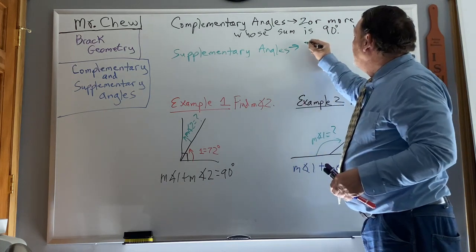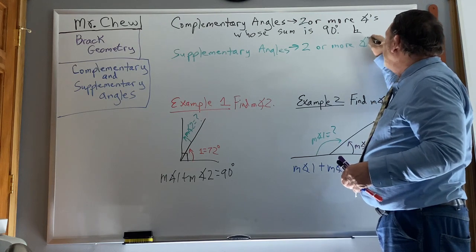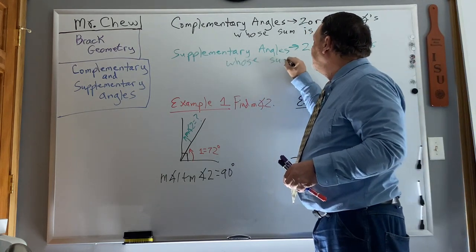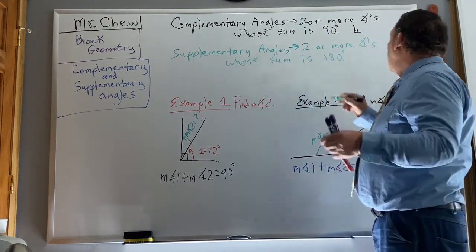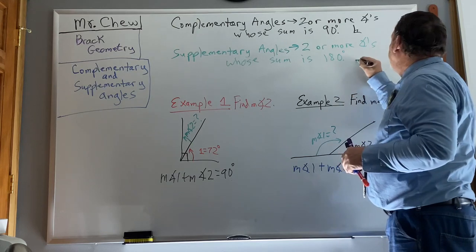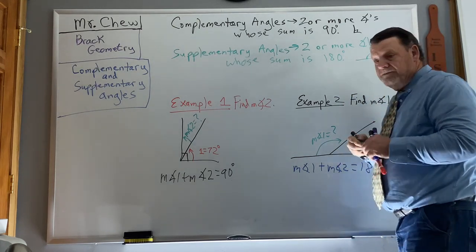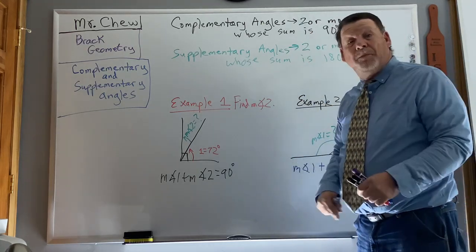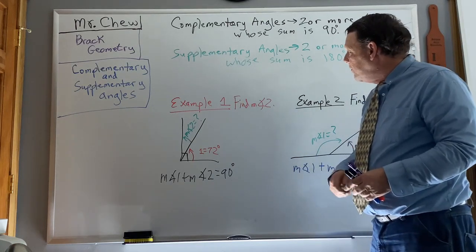Supplementary angles, two or more angles whose sum is 180 degrees. So if you're having them side by side, they will end up making a straight line, which is 180 degrees. So let's look at a couple examples, because my videos usually offer a couple examples and then often two challenge problems for you to try on your own.